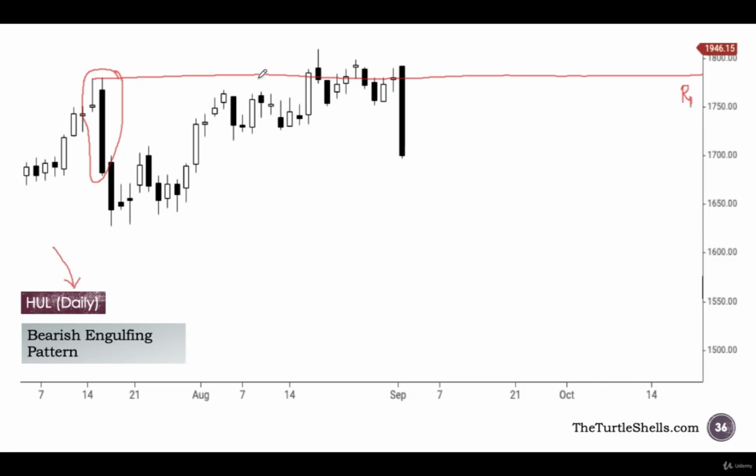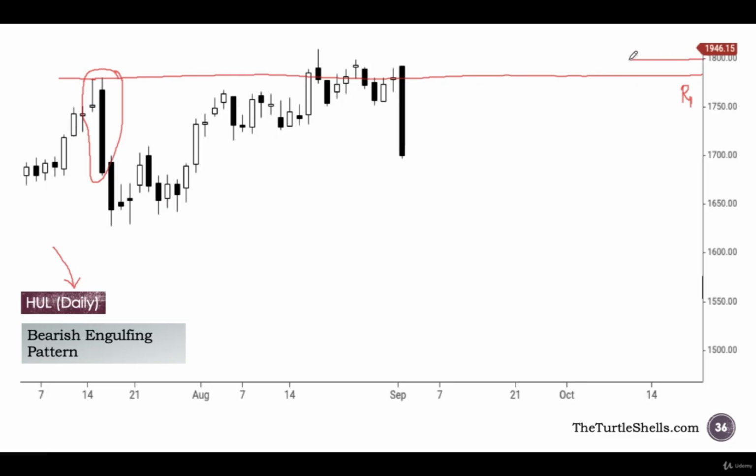Now this resistance line is holding because this white candle broke that resistance line, but in the next candle it closed below that resistance line. So the bulls were not able to maintain their momentum. Immediately in the next candle, they pushed the price below this R1. Same thing happened with these two candles, where it closed above R1, but in the next candle it closed below R1, so R1 still holds.